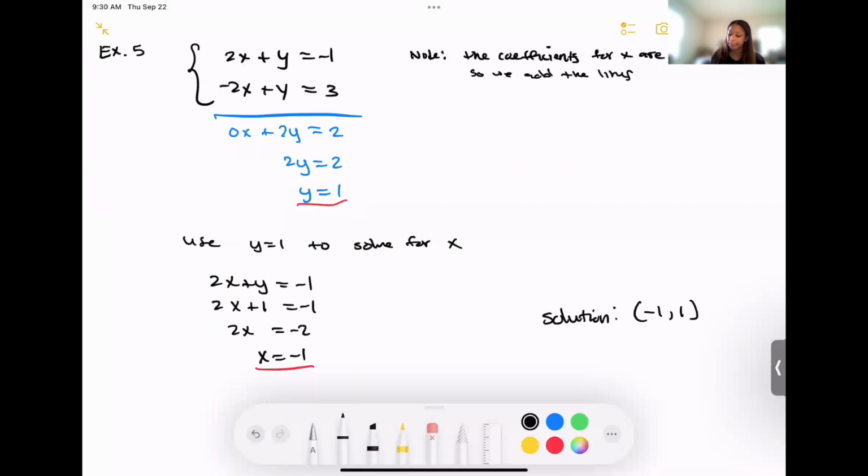Ta-da, that's it. We did it. So again, this one was nicely set up for us because the coefficients were already opposites. That's not always going to be the case.